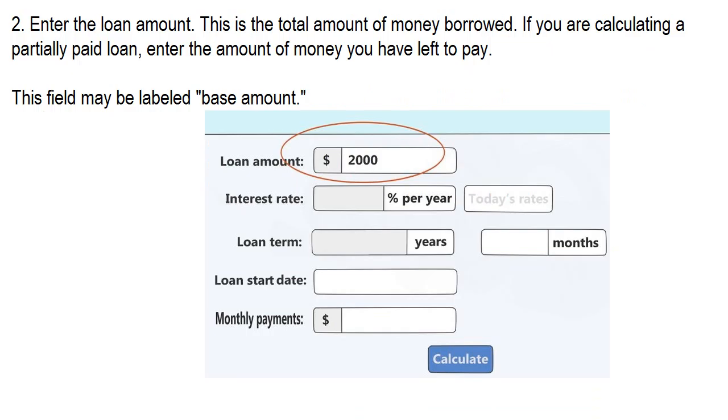2. Enter the loan amount. This is the total amount of money borrowed. If you are calculating a partially paid loan, enter the amount of money you have left to pay. This field may be labeled base amount.